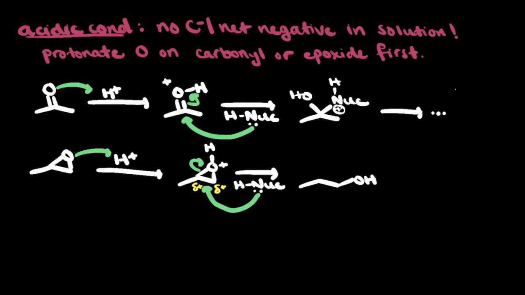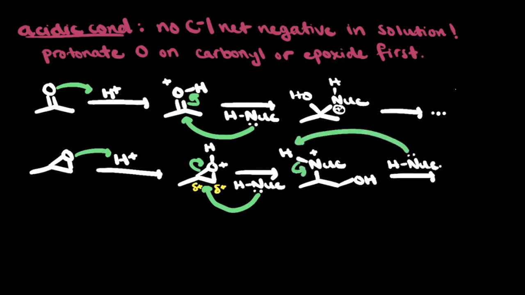Then note that when it's neutral, it attacks over here and it becomes positively charged. And then you would just take whatever base you have left over in solution. Maybe it could be some leftover solvent, but that will essentially come in and deprotonate. And that's typically what a reaction in acidic conditions will look like for both carbonyls and epoxides.